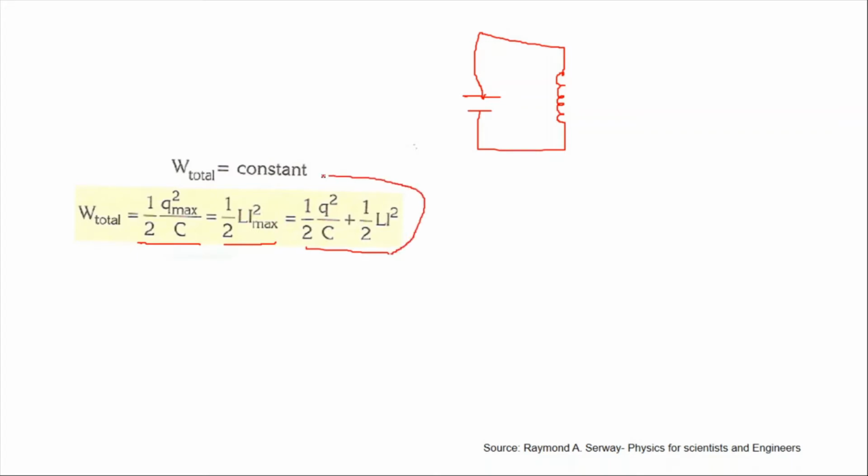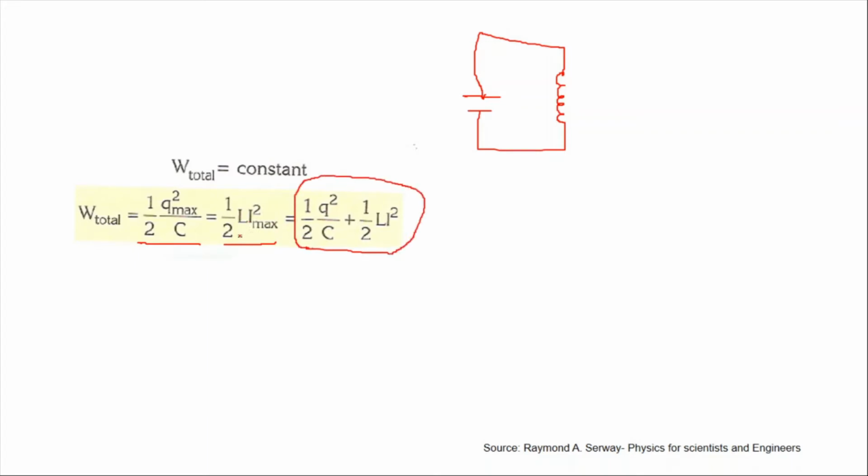Let's look at the total energy in the system. When the energy is moving between the capacitor and the inductor, the energy oscillates between the capacitor and the inductor. The total energy is either equal to this one or equal to this one. The instantaneous energy is going to be equal to that one.